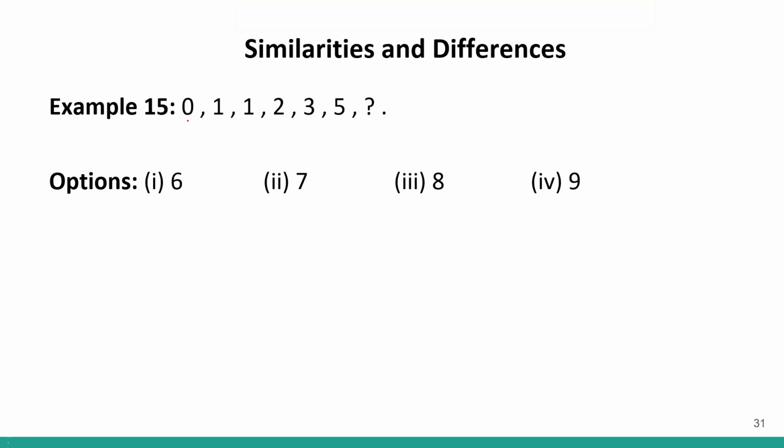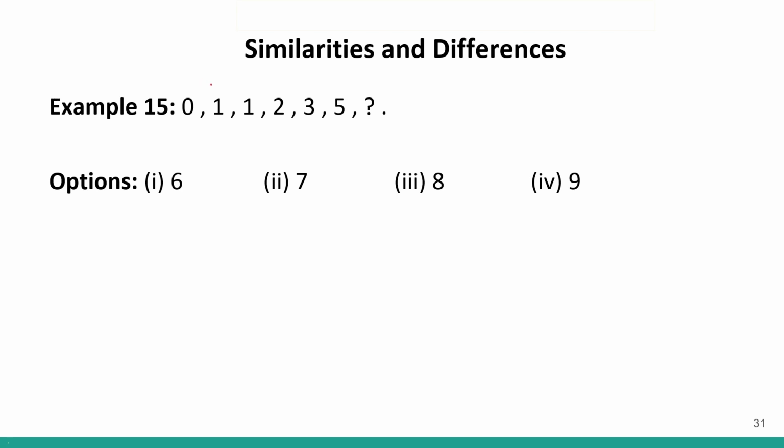Now, 0, 1, 1, 2, 3, 5. From here we are adding 1. From here we are adding 0. Here again 1. Here again 1. Here I'm adding 2. So I cannot make out a logic. If I check with multiplication also, if I multiply anything by 0, I'll get 0 only. So multiplication is also not a logic that is being used.